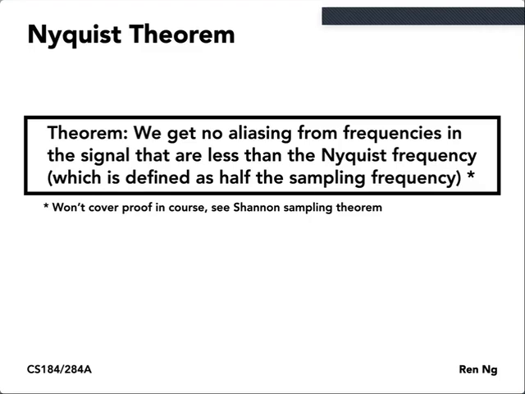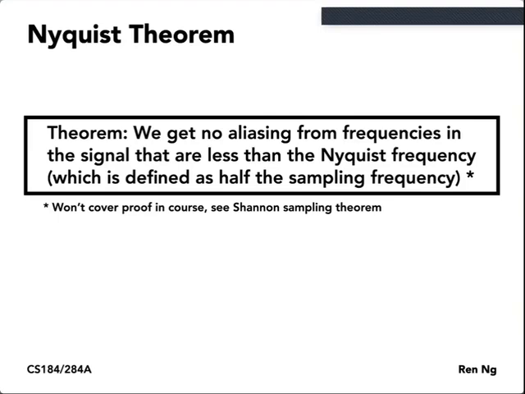So in practice, what this means is that if I tell you the rate at which we're going to sample, you take half of that, that's the Nyquist frequency. And our goal will be to go into the frequency domain and filter out all of the frequency content that is higher than half the sampling frequency.